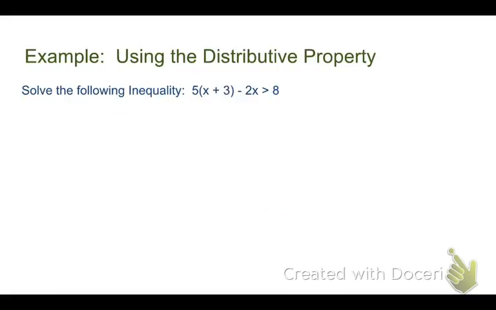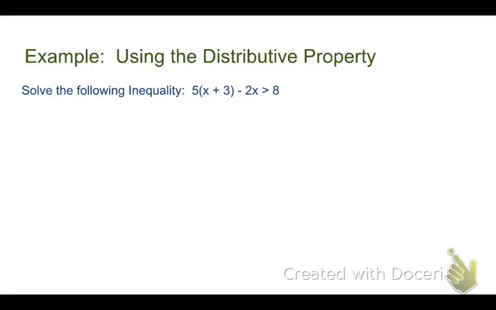So next example, we're going to be using the distributive property. We're going to solve the following inequality, and as you can see, there is a multiplier outside the parentheses, so we'll have to distribute that, combine like terms, and then isolate the variable on one side of the inequality and put the constant on the other, much like solving an equation again.